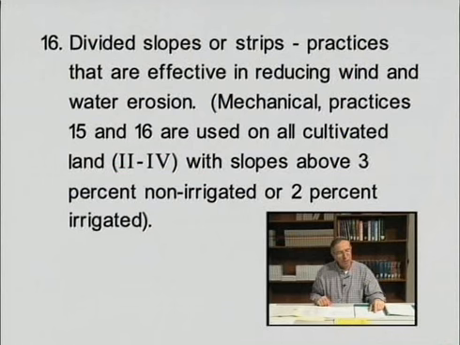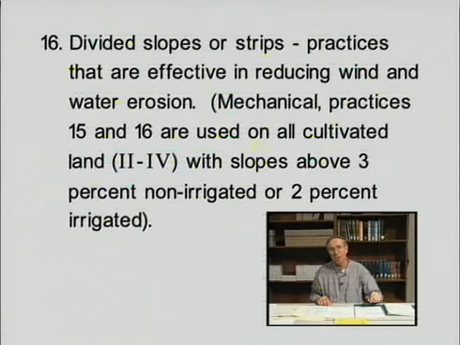On using divided slopes or strips, that would be applicable on cultivated land in classes 2 through 4 with slopes above 3% non-irrigated and 2% irrigated. So the divided slopes or strips. Now, when we do this as a part of the field exercise that was demonstrated for you on the laboratory tape, it's not practical to divide slopes if they're not long enough to divide. What I mean by that is that we have to have a certain length of slope, usually 100 meters or greater, or it really is not practical to divide that slope.